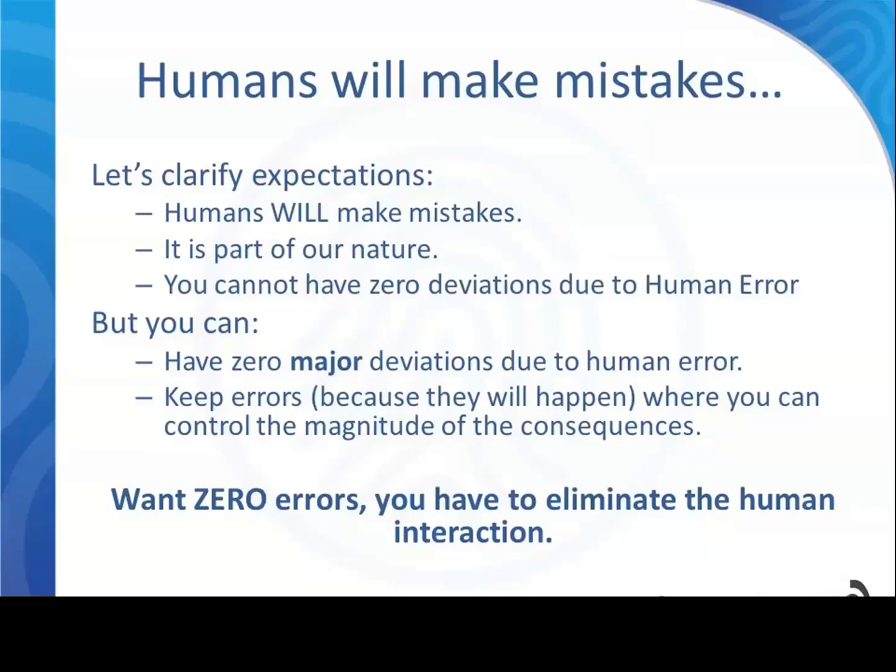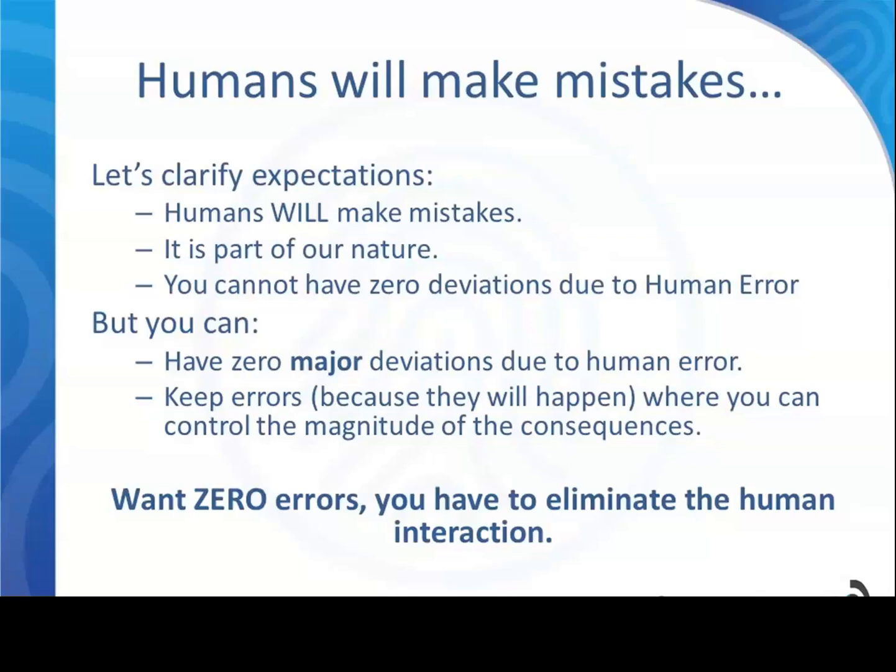In the GMP environment, we don't do corrective actions or preventive actions for events that don't have the necessary criteria to be important enough to warrant a corrective or preventive action. So we cannot have zero deviations due to human error. We have to wait until they become a deviation so we can do something about it. That's the reason why we can't.